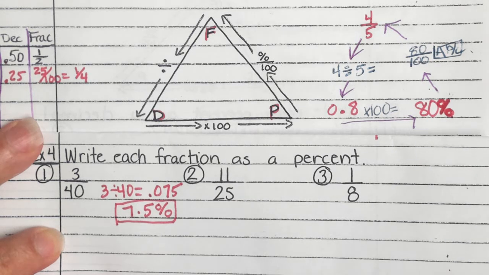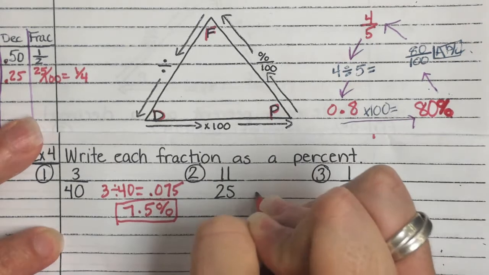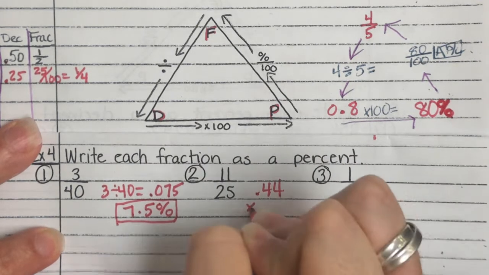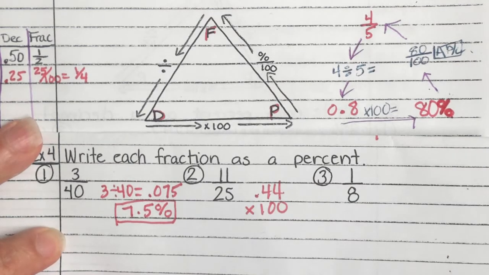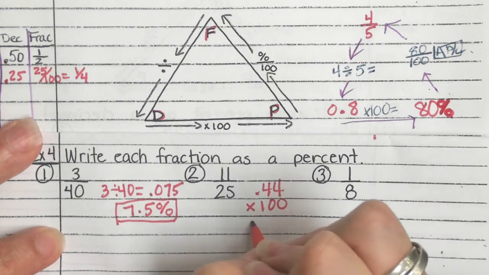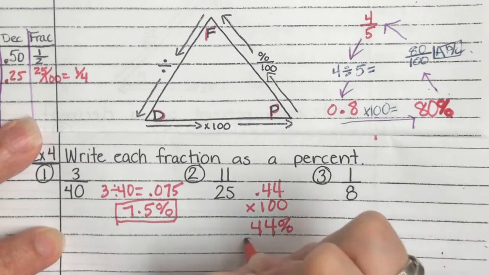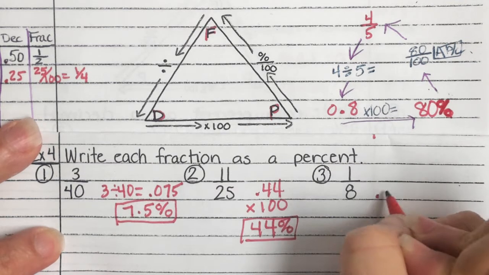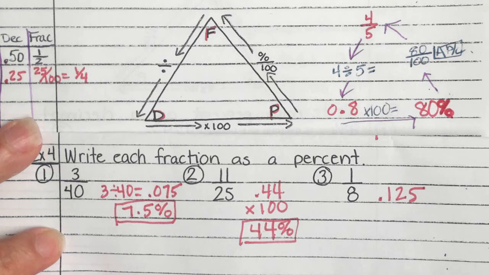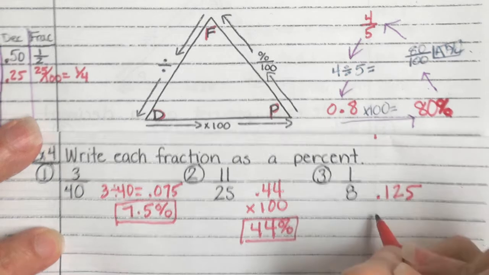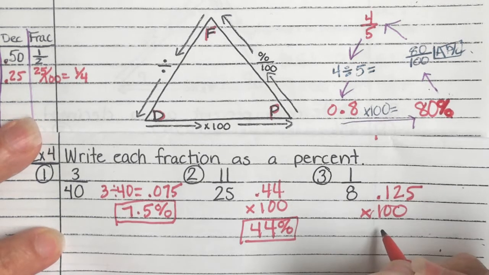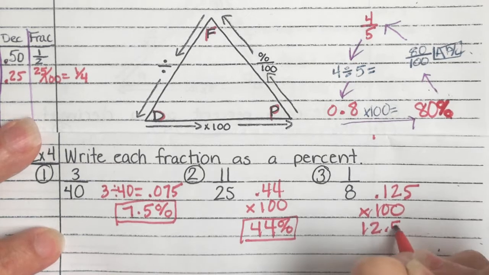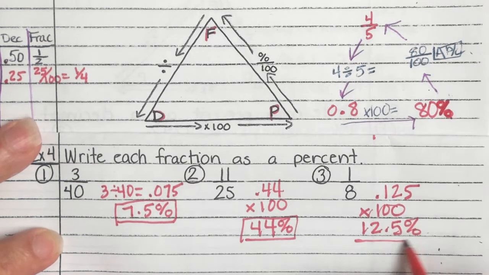Okay, 11 divided by 25 gives me 0.44. Then I'm going to do times 100, 44%. One divided by 8. Times 100. 12.5%.